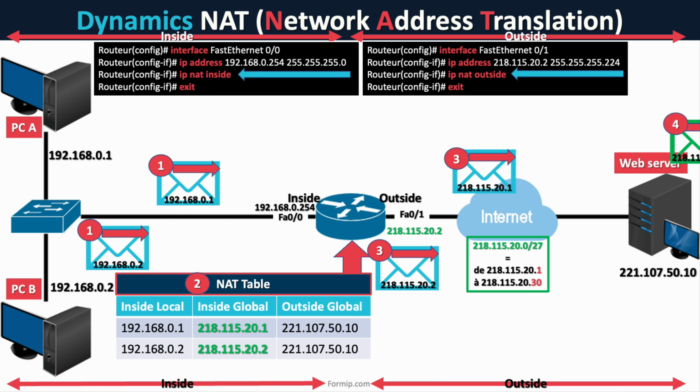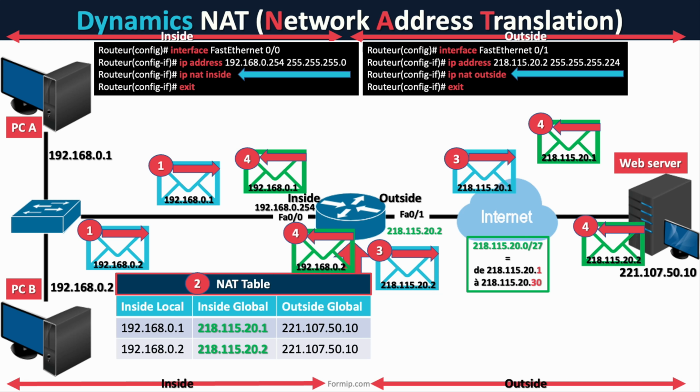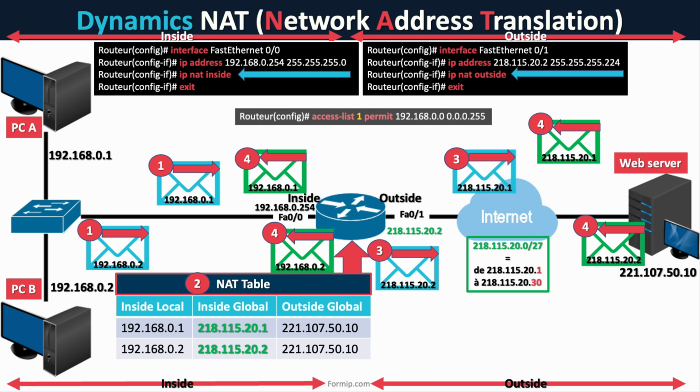And if they want to respond to them, then it will use their own internal global destination addresses. And when the router receives the packets with the internal global IPs, it will look up the translation in its NAT table and will translate the IPs again before transferring them to the PCs. The communication between the web server and the PCs works properly. Let's take a look at the dynamic NAT configuration.